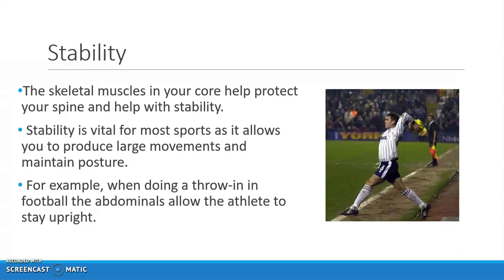Stability. The skeletal muscles in your core help protect your spine and help with stability. Your core muscle group includes abdominals, back, and pelvic muscles. Stability is vital for most sports as it allows you to produce large movements and maintain posture. For example, when doing a throw-in in football, the abdominals allow the athlete to stay upright, as without stability they would fall due to momentum and power created by the action.